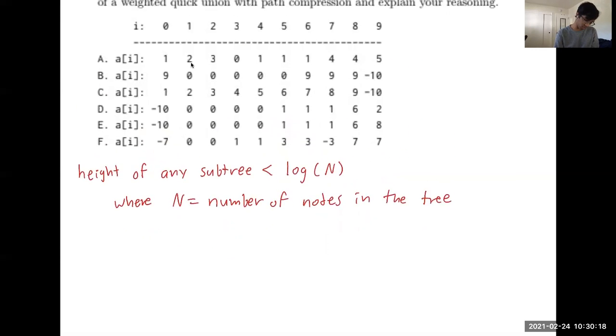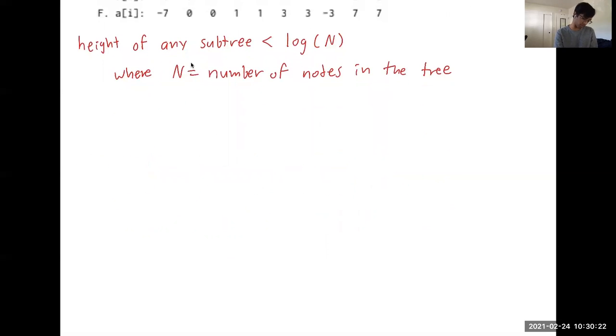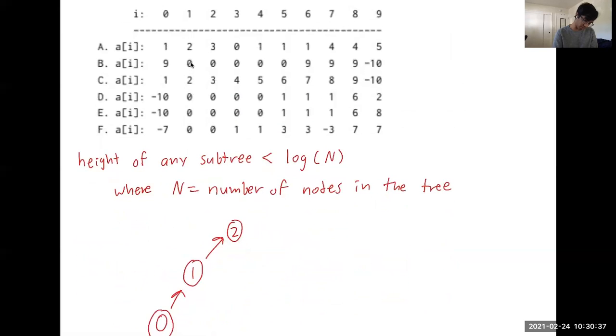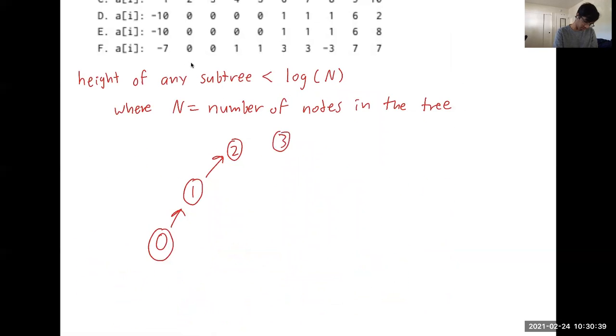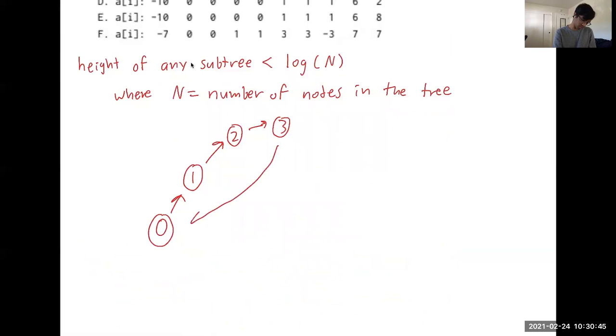Okay, so we start with 0's parent is 1. So we have node 0. I'll draw it even lower actually. 0 and its parent is 1, right? And then we already saw that 1's parent is 2, right? And that 2's parent is 3. All good so far, right? But now we see that 3's parent is 0. And this immediately poses a bit of a problem, right?